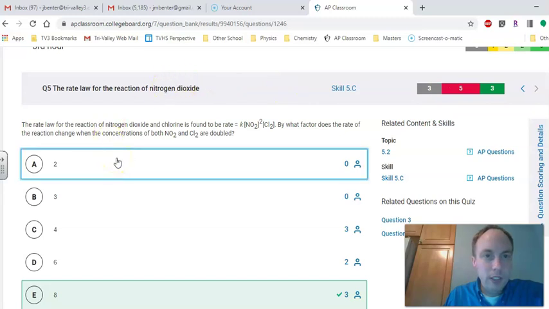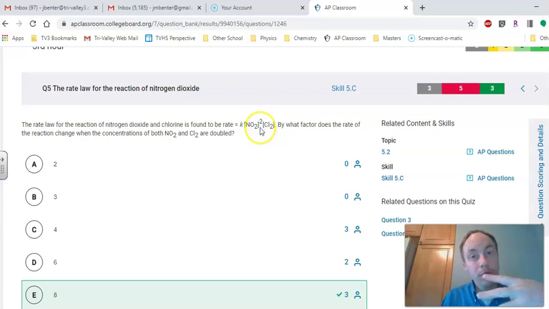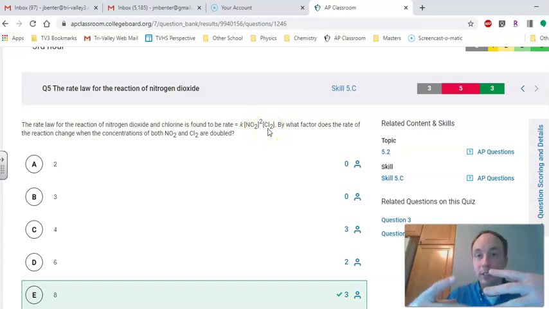Okay, next question. Got a reaction. The rate law is giving us that. Second order and first order. By what factor does the rate of reaction change when they're both doubled? Very similar to what we just did. If you double NO2, because it's second order, you're going to quadruple the rate. If you double Cl2, you're going to double the rate. So you put them together and you're going to octuple it. And so that's how we get R8 again. R8. Okay. So watch out for those exponents there.